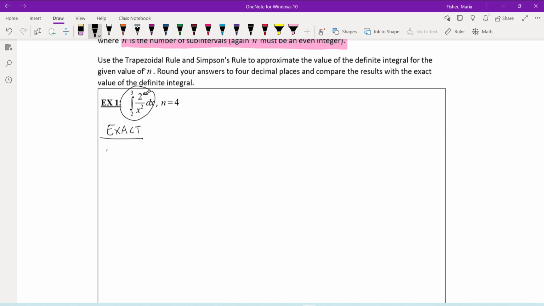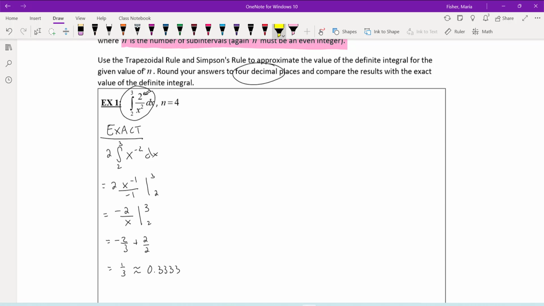Let's factor out that constant multiplier. And then instead of x squared being in the denominator, make it a negative exponent, x to the negative second. If we integrate, we get 2 x to the negative first over negative 1, and that gets evaluated from 2 to 3. Rewriting that without the negative exponent, negative 2 over x, still evaluated from 2 to 3. Plugging in the limits of integration, we get negative 2 over 3 minus a negative, so plus 2 over 2. And we know that that's equal to 1/3, which is going to be, to 4 decimal places, 0.3333. Now let's do the trapezoidal rule and Simpson's rule.